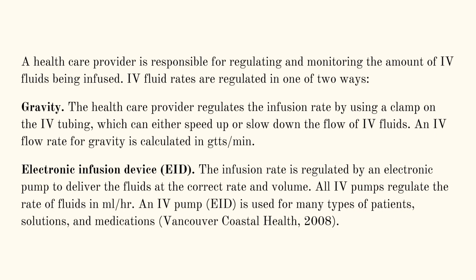IV fluid rates are regulated in one of two ways: via gravity. The healthcare provider regulates the infusion rate by using a clamp on the IV tubing, which we showed you in another lecture. This can either speed up or slow down the IV rate by rolling that clamp shut or open. An IV flow rate for gravity is calculated in GTTs, which is drops per minute.